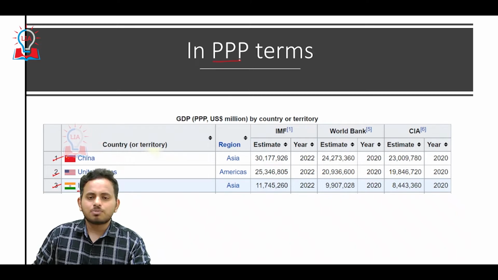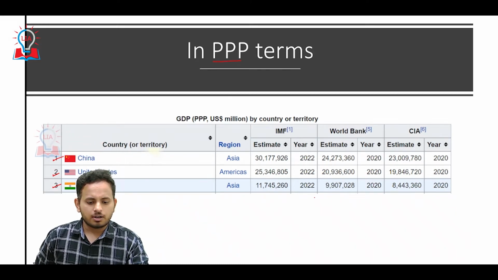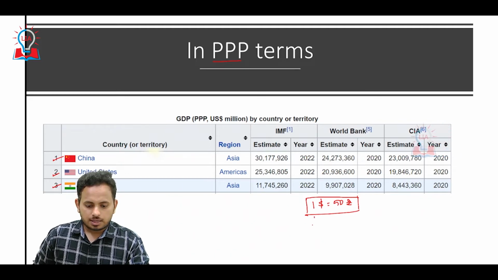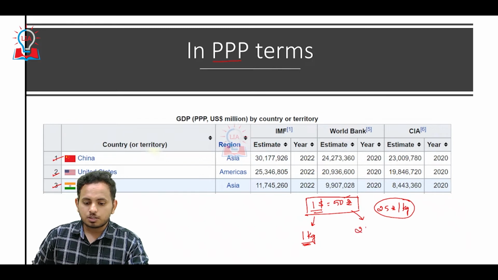So what is an example of this purchasing power parity? I'll give you an example to make you understand better. Let's assume the exchange rate is $1 equal to 50 rupees. If in the USA, with this $1, a person can purchase 1 kg of tomatoes, and here the tomato is 25 rupees per kg, then with the same 50 rupees, the person in India can purchase 2 kgs of tomatoes. This is called purchasing power parity.